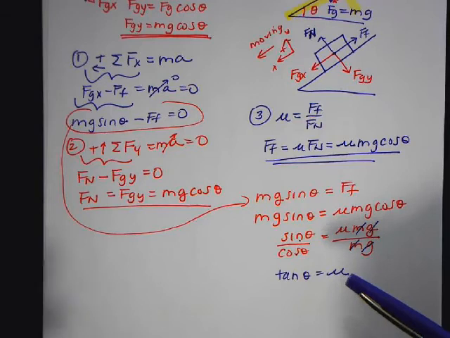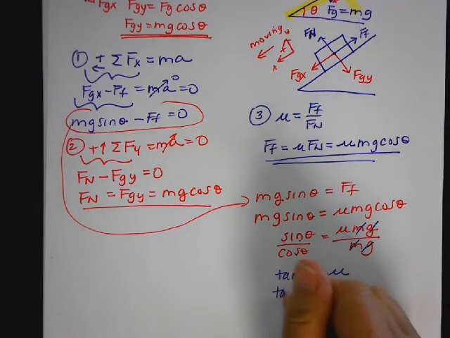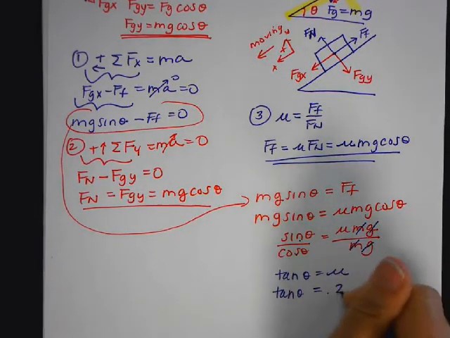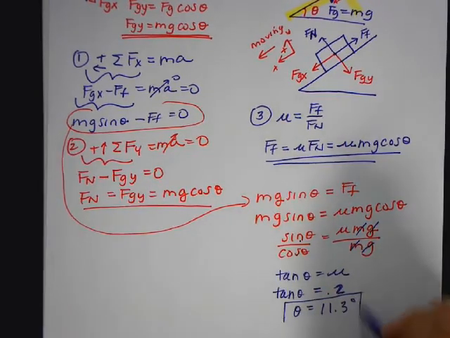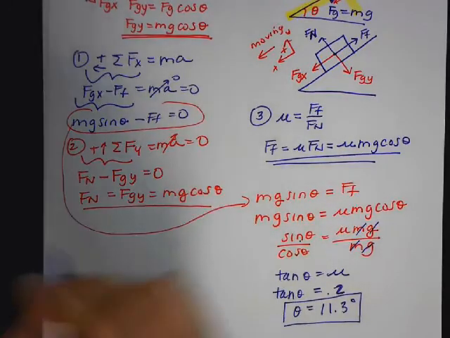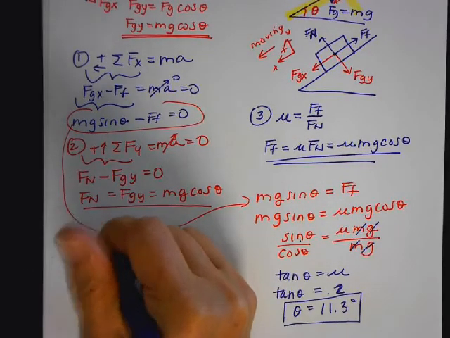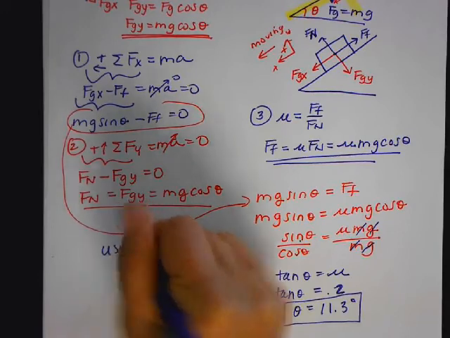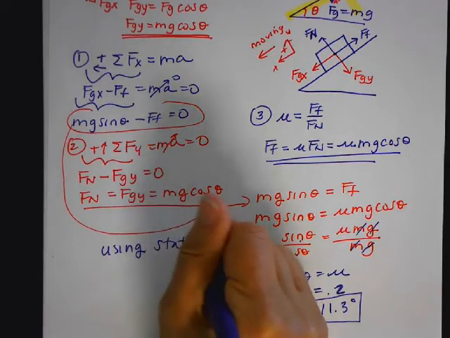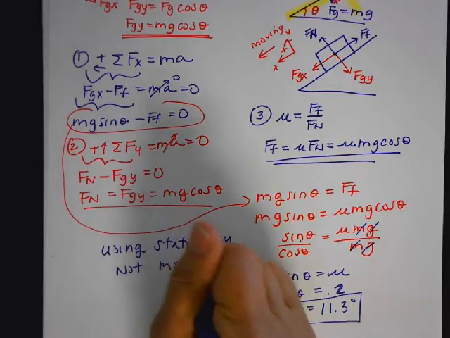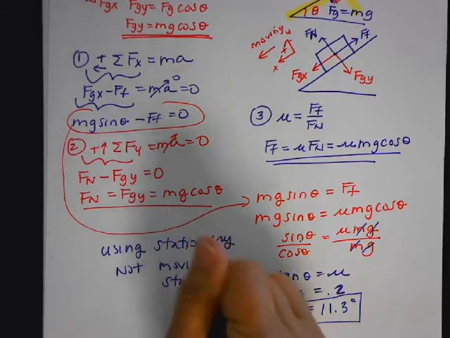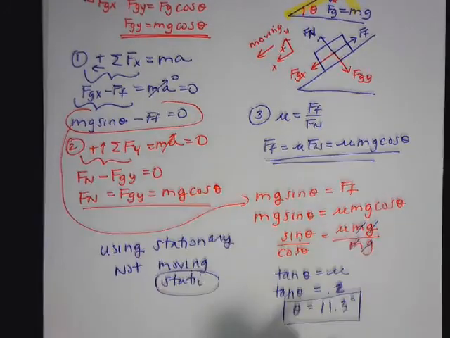All right. And then in this particular problem, tan of theta is equal to 0.2. So in my calculator, I put 0.2 and then second tan. So theta comes out to be 11.3 degrees. Now, why did I use the 0.2? Because in this case, it's stationary, it's not moving, so we're using the static one. That's why we're not using the kinetic. Whoops. And that's it.